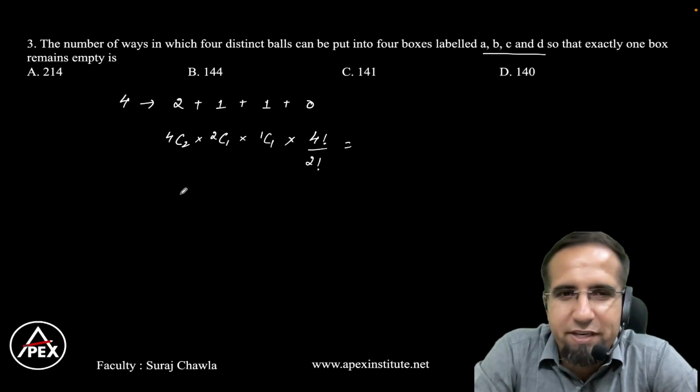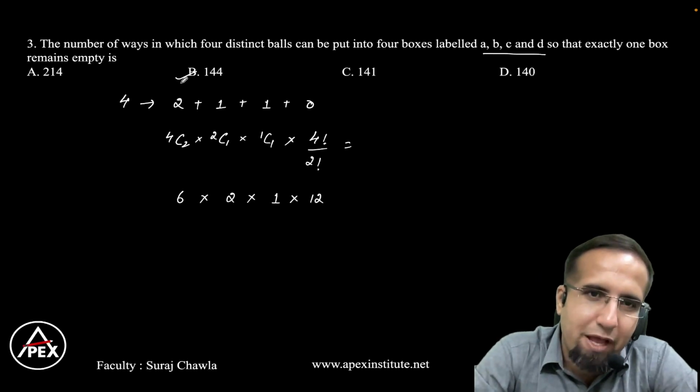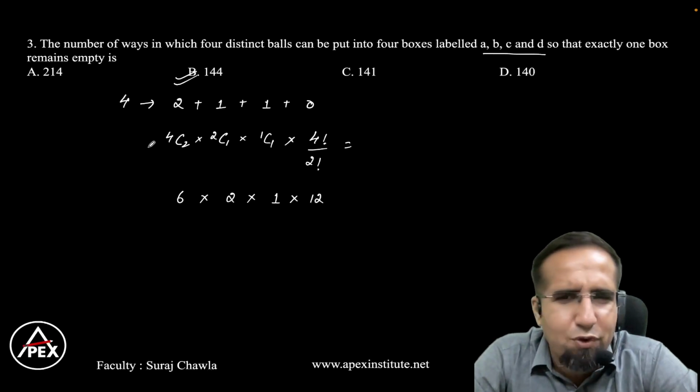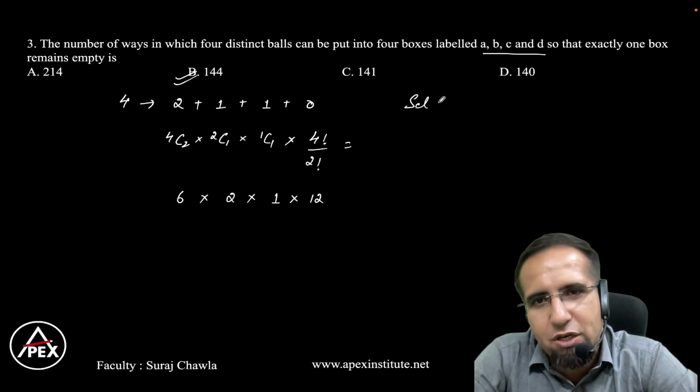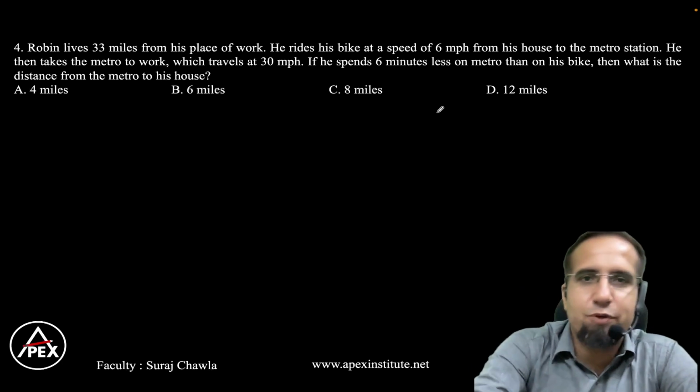So that gives me 4c2 will give me 6 into 2 into 1 into 12. So 12 into 12, therefore my answer here becomes 144. So beautiful case where both selection and arrangement is considered, and we get our required answer here. Clear? Now let's look at the next question here.